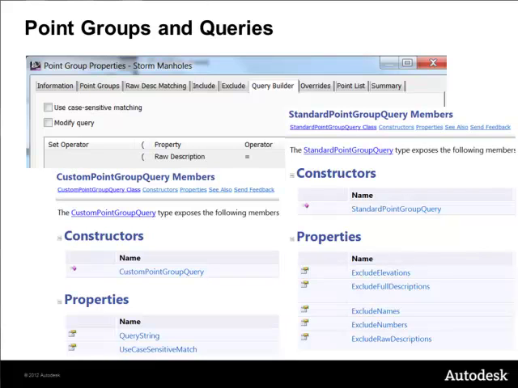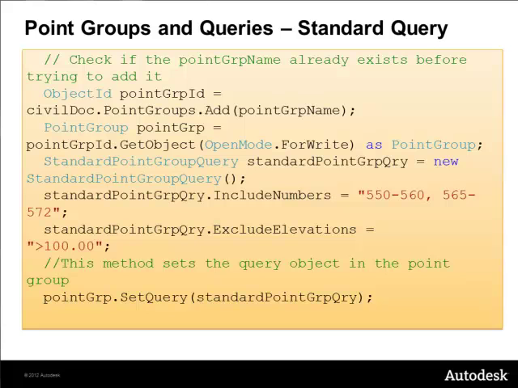The custom point group query lets you specify a query string directly and requires a more advanced knowledge of the query operators. This method of query creation allows you to create nested queries that cannot be specified using the standard point group query object.